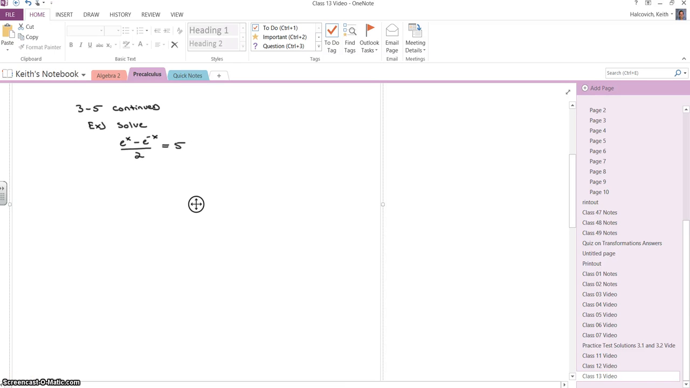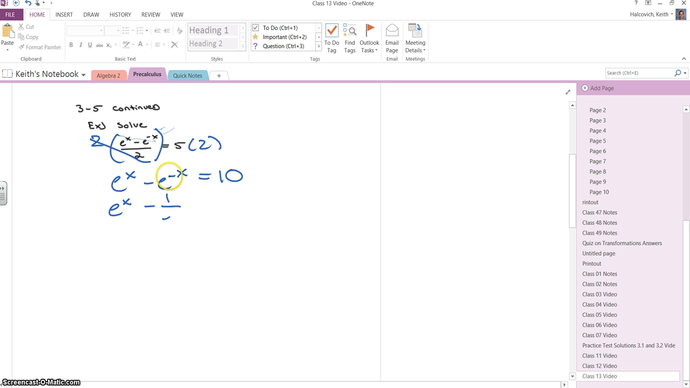All right, continuing on with our discussion of how to solve exponential and logarithmic equations. This exponential equation, first thing you want to do is get rid of the fraction, so you multiply by 2. So notice you get e to the x minus e to the negative x equals 10. Then remember, like we did in the last one, we will take e to the negative x and make it 1 over e to the x.